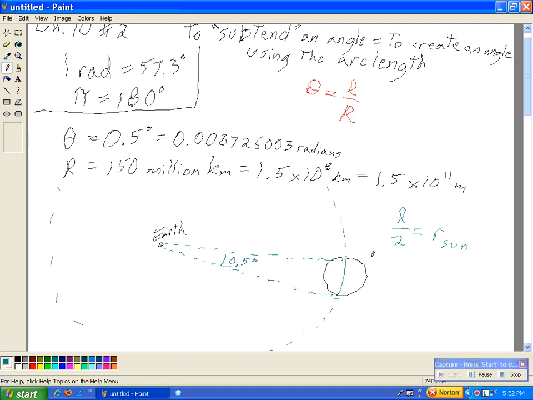Okay. So let's redo this equation. Arc length is the angle times the radius of this circle, the huge circle, where Earth is the center. And if we plug that in here, we get the angle times the radius, or the distance for the Sun, divided by 2 will give us roughly the radius of the Sun.